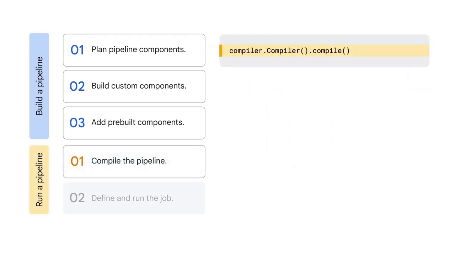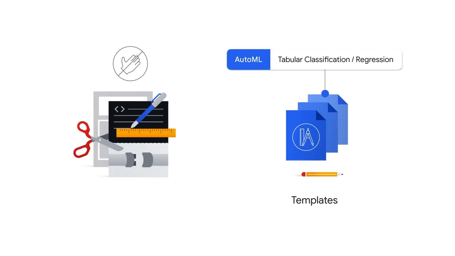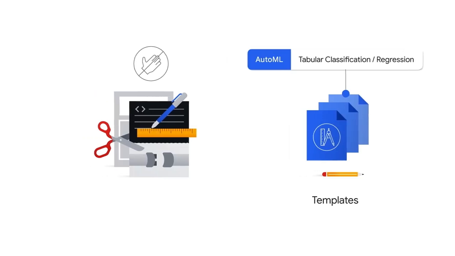After the pipeline is built, you must compile and run it. First, you compile it using the compiler.compile or compile commands. And then you define and run the pipeline job. The good news is, you don't have to create a pipeline from the beginning. Vertex AI provides a few templates, like the one for classification/regression of tabular data with AutoML, to help you start your journey.